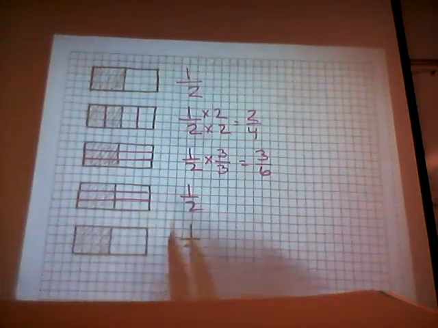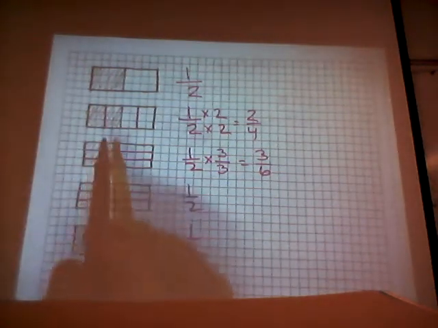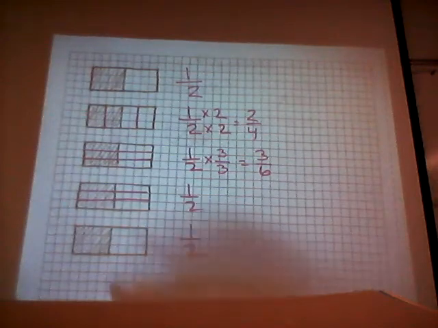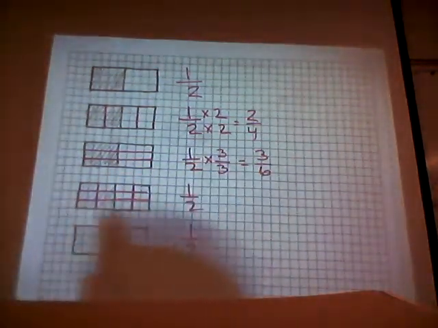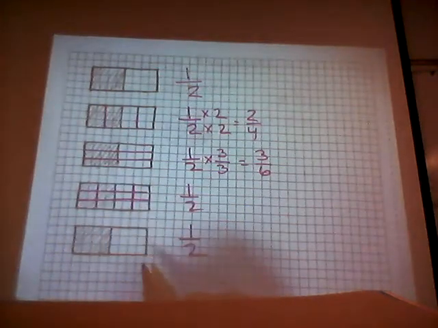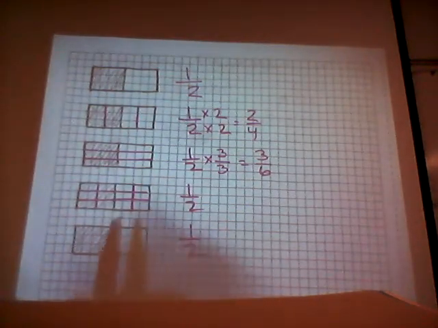And I'm going to do it again. And some of you are going to say, wait a second, you just did that one. I want you to do a different one. I am going to do a different one. Not only am I going to draw 2 horizontal lines down the middle, I'm going to draw 2 vertical lines down the middle also. And now what did I do?